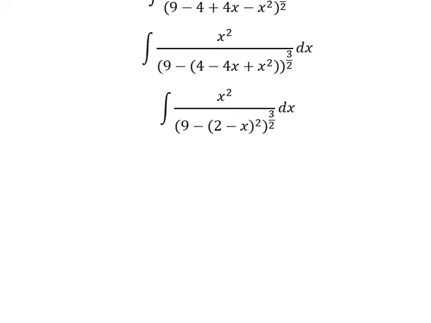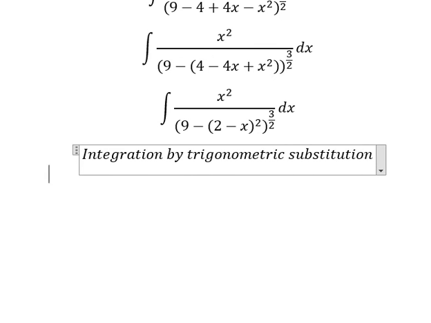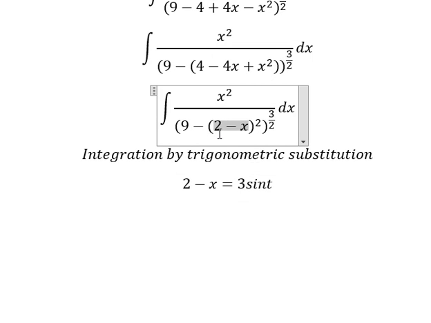Now we can use integration by trigonometric substitution. So I need to put 2 minus s equal to 3 sine t, because if I put this one in here, we get 9 sine t square. Number 9, we can do factorization. 1 minus sine t square, we change to cosine t square, and later we simplify 3 over 2 and ds.